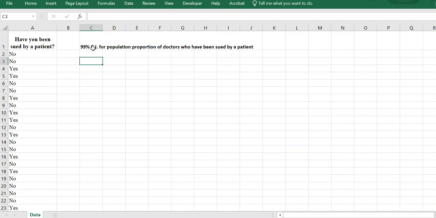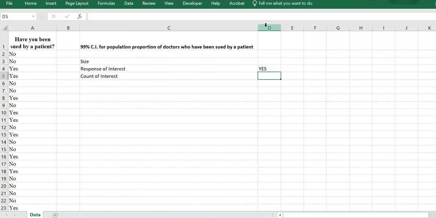So now, again, what we're looking for is basically the sample proportion. For the sample proportion, we need the size, we need the response of interest. That would make it easier to track it. Response of interest, and then count of interest. In this case, the response of interest would be yes, all those doctors who have been sued by a patient.